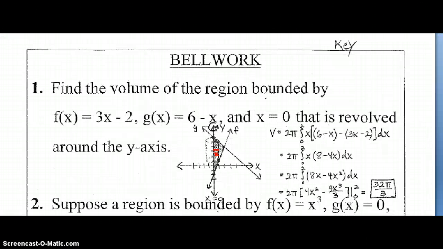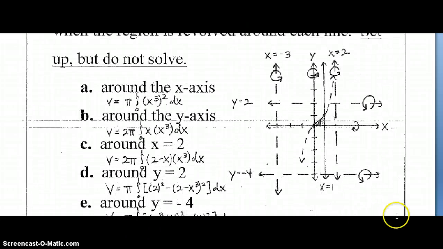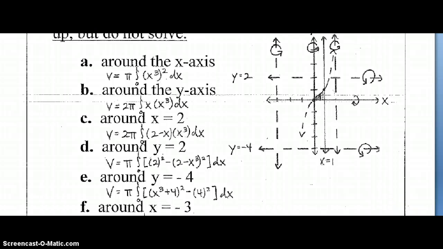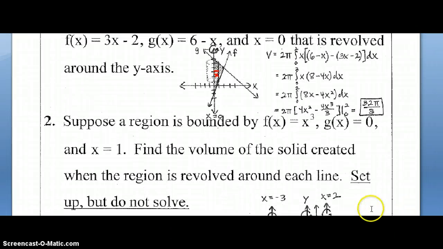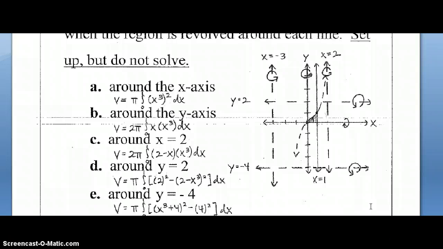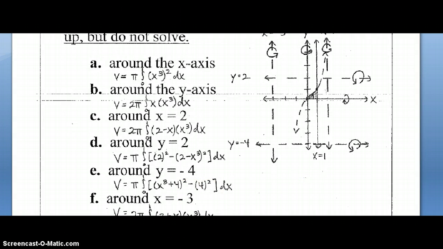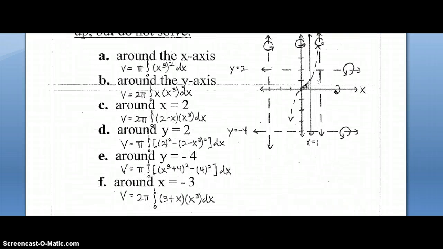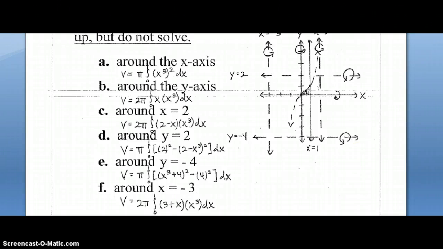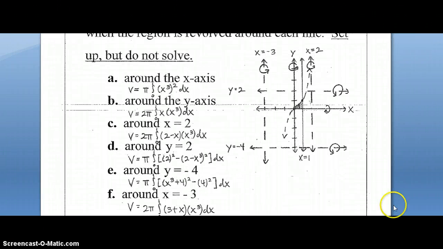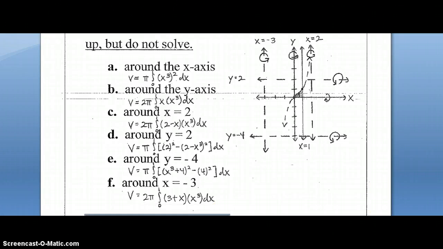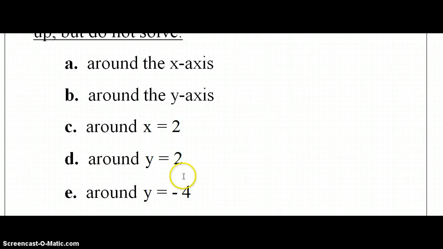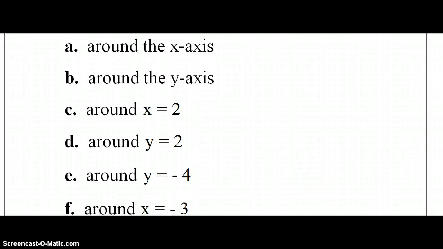So if I jump to the solutions, let me minimize this. Let's see if I can get it all in the same window here. One more. Oh, there's an F. F is around x equals -3, so I'm going to recant my previous statement. Let's go back to the Bellwork document. Scroll down a little bit more. I didn't see that F there.